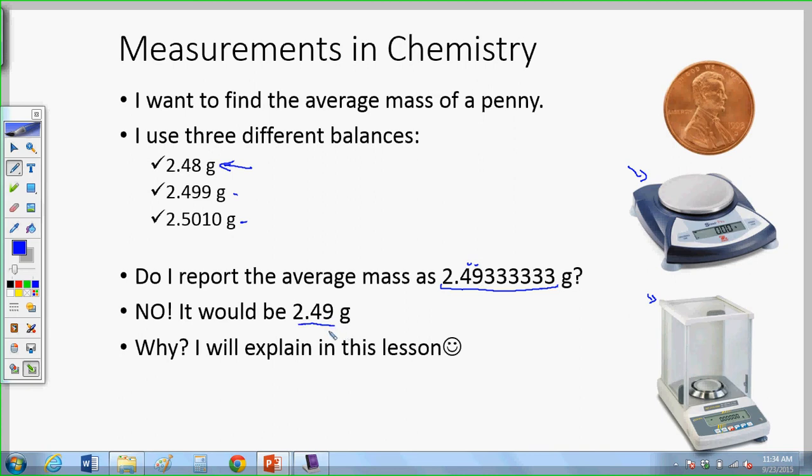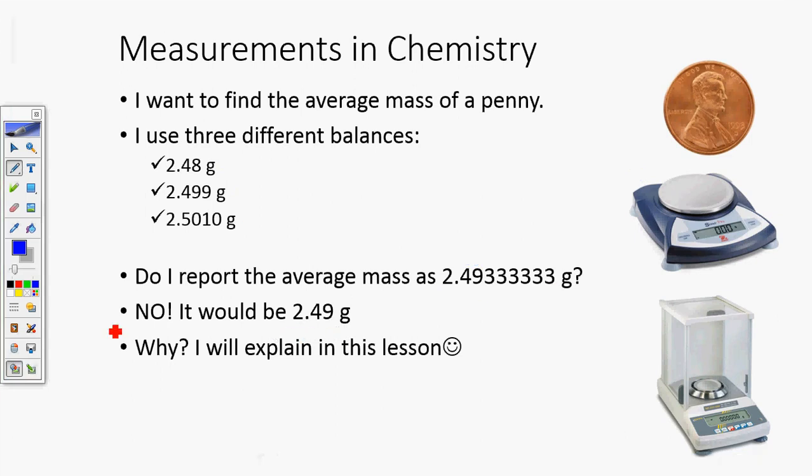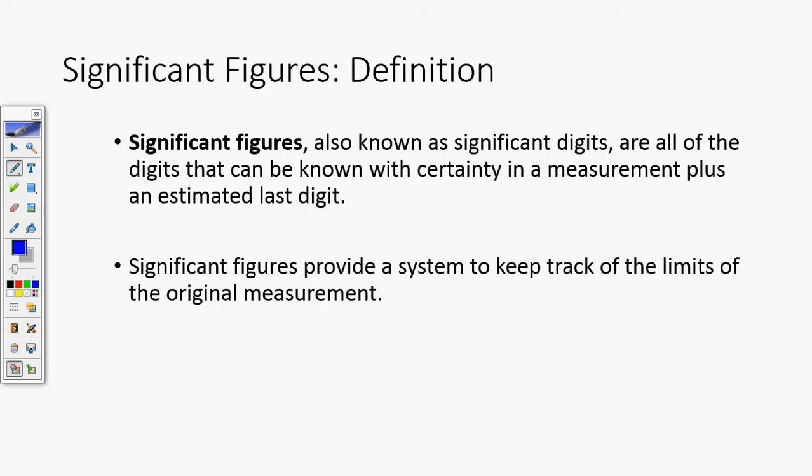So why all the rules? Well, we're going to explain why in this particular lesson. Let's talk about some new examples. Significant figures is how we are going to keep track of the precision in a measurement. When I talk about the amount of precision in an instrument, I'm going to be referring to that as significant figures. They're also known as significant digits, and they are all of the digits that can be known with certainty in a measurement.